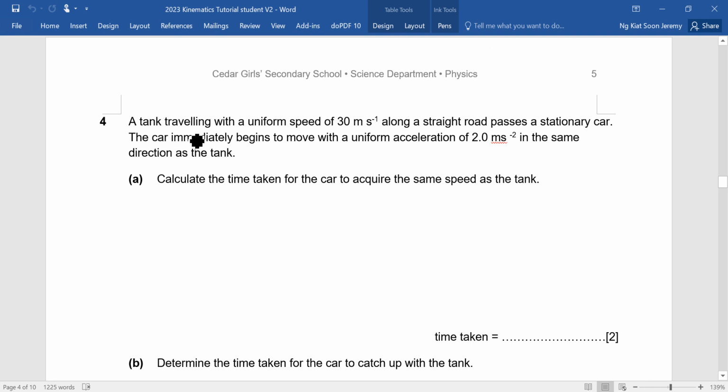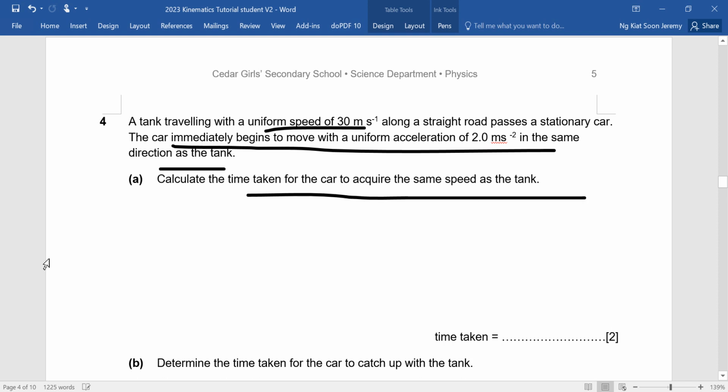Okay, so a tank traveling at a uniform speed of 30 meters per second across a straight road passes a stationary car, which immediately begins to move with uniform acceleration of 2 meters per second squared in the same direction as the tank, right? So when the tank passes, the car immediately starts moving. Calculate the time taken for the car to acquire the same speed as the tank.